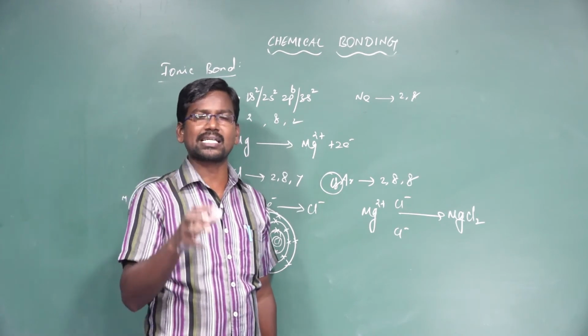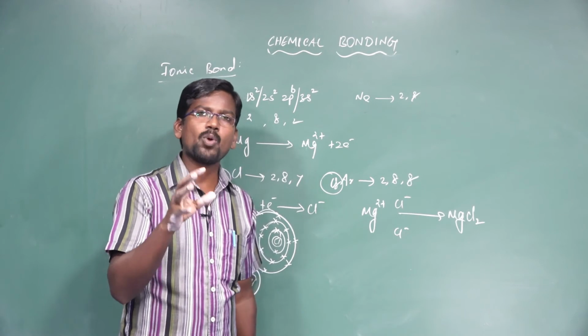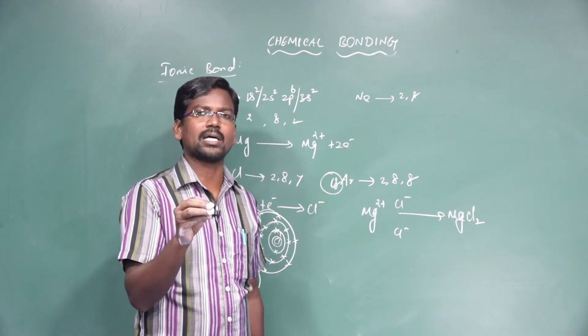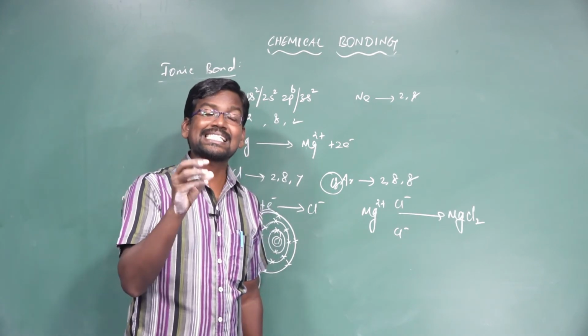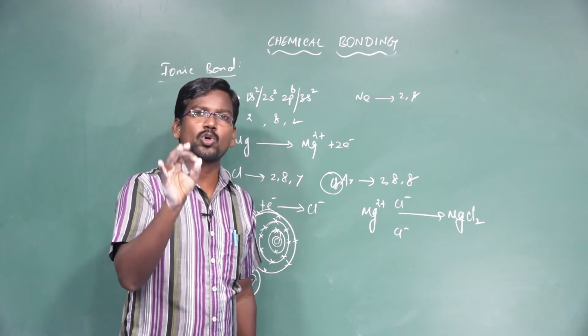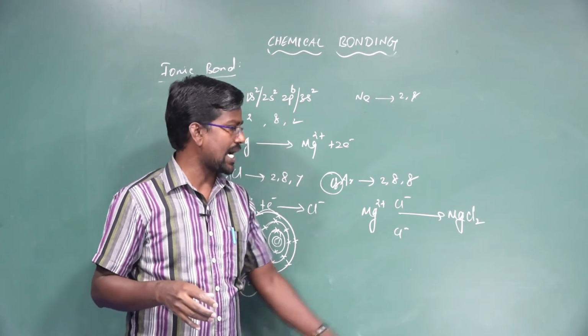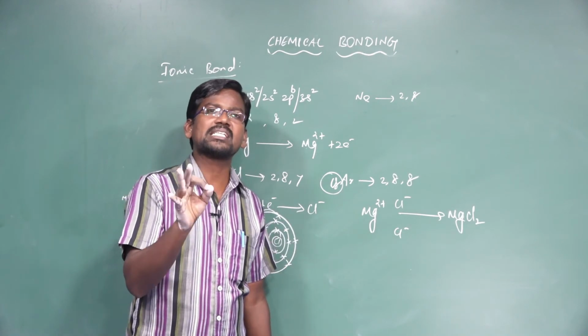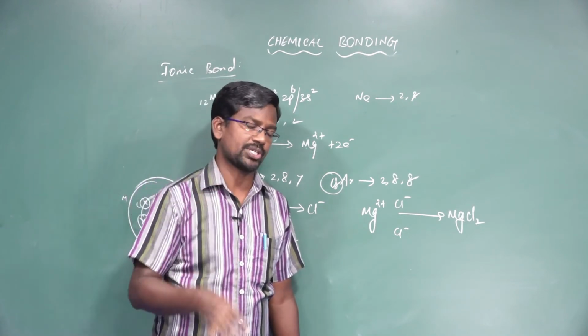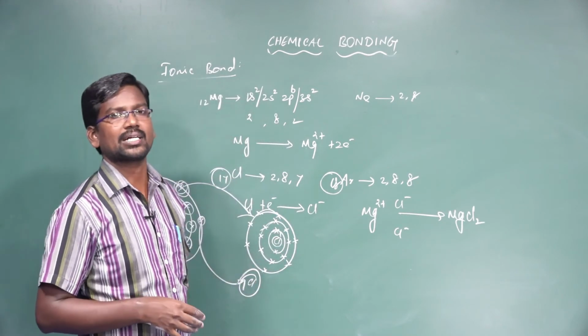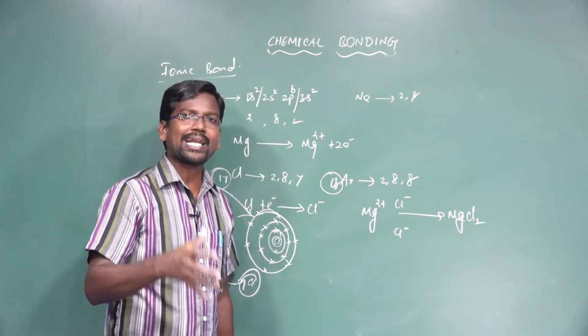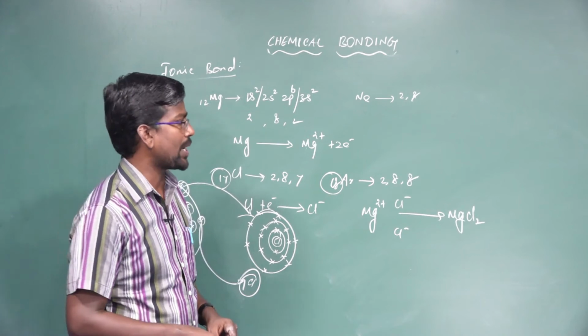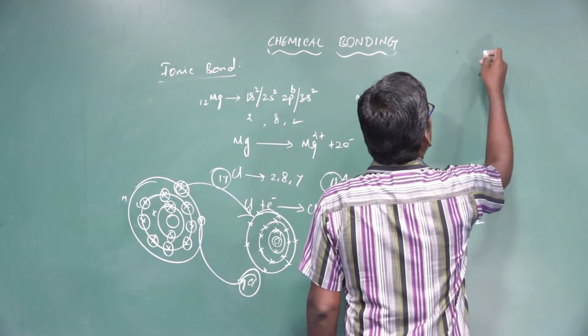What is the meaning of octet electron configuration? An element in a compound surrounded by a total of 8 electrons is known as an octet. In magnesium chloride, both elements have the octet electronic configuration. Next, what are the characteristic properties of an ionic bond?